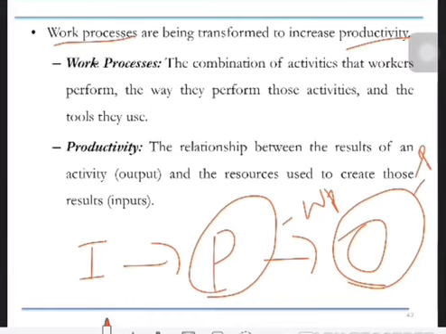When you say work process, it is the combination of acts that workers perform, the way they perform those activities and the tools they use. So that is what we call work process. We have to improve it in order to increase productivity. That is also a basic feature of the information age. Productivity is the ratio of output to input.